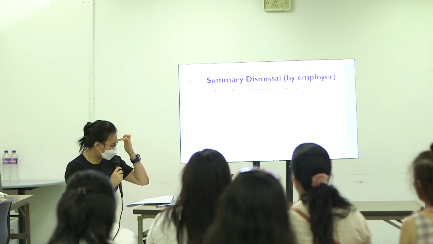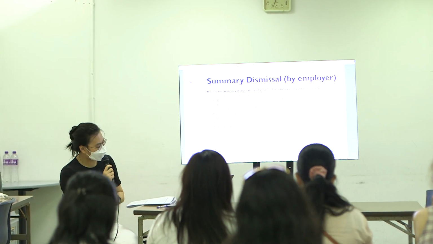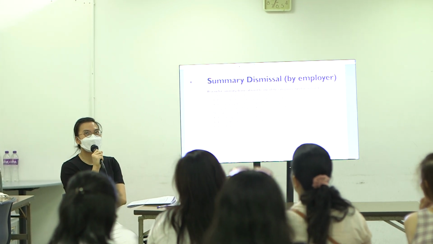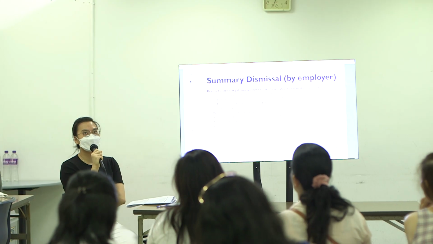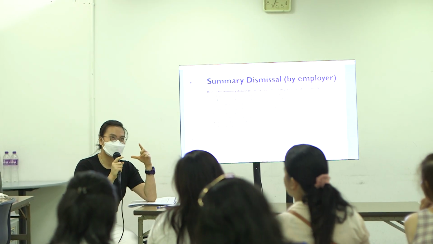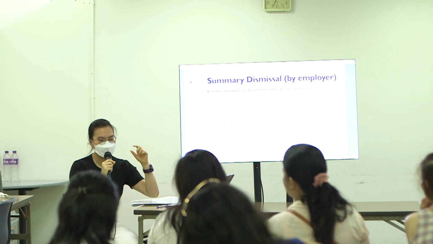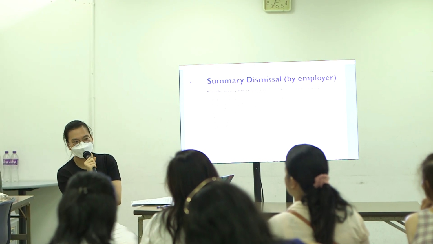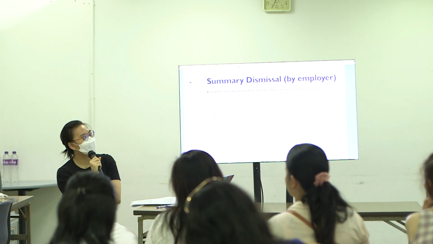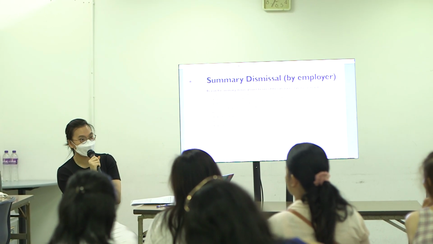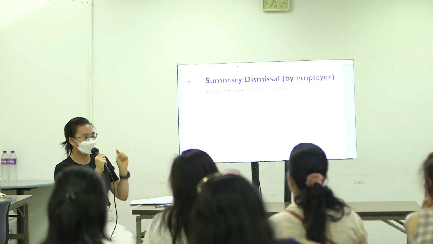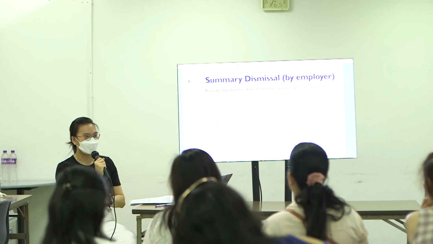So let's talk about willful disobedience of a lawful and reasonable order. If the contract actually states that you have to work at A address, but I told you to work at B address, can you disobey that? Yes. So will you be summarily dismissed by your employer? No, right? Because this order is not lawful. So you can refuse to follow that order.